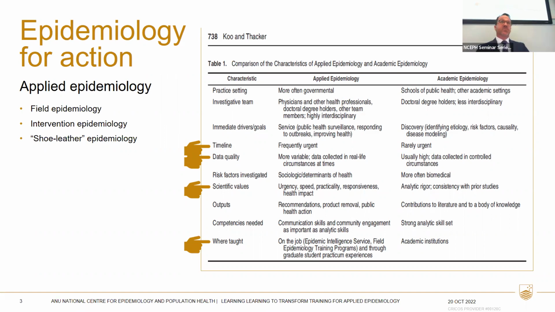They contrast applied epidemiology with academic epidemiology, and the key distinctions are that applied epidemiology tends to be more urgent, have more variable data quality, favor practicality and impact over rigor, and be learned in the field more than in the classroom.